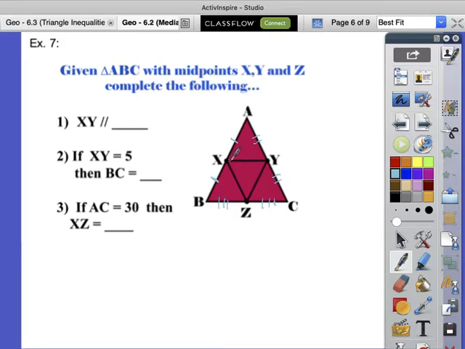So X and Y make XY what kind of segment? Triangle. Parallel. Mid-segment. You nailed it. It's a mid-segment. Okay. Good job. XY is a mid-segment. It's a segment connecting midpoints.